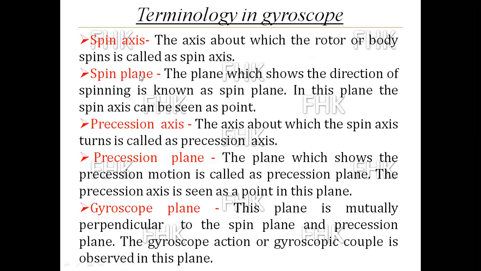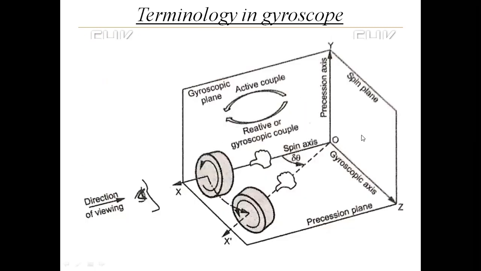Second one, spin plane. The plane which shows the direction of spinning is known as the spin plane. The plane in which you can see the actual rotation of the rotor or rotating mass, whether that rotor is rotating in anti-clockwise direction or in clockwise direction. That rotation you can see in which plane, that plane is called the spin plane.